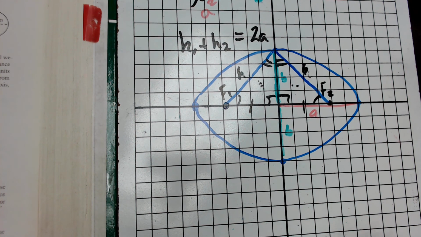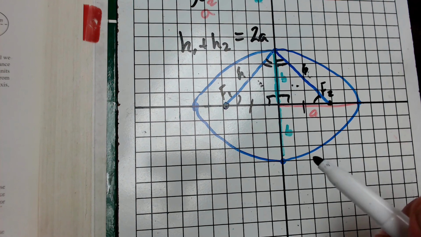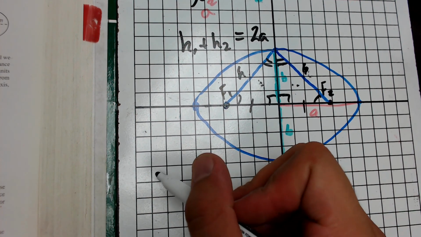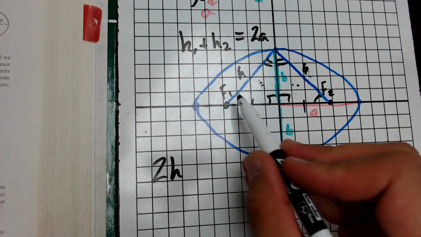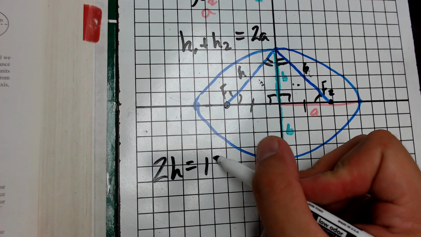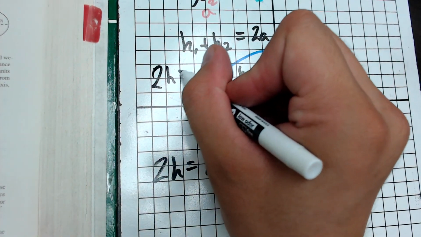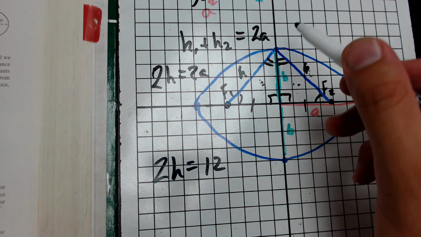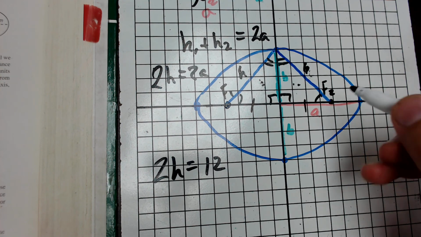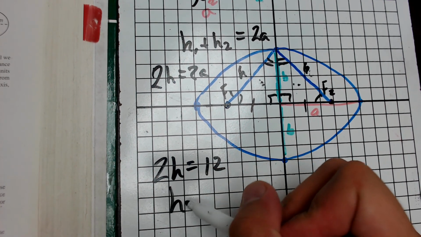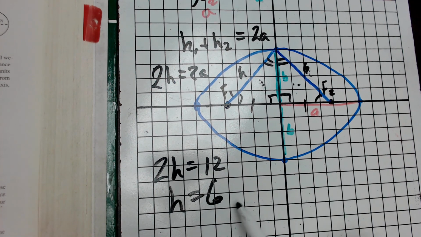So, I erased the part that I needed, right? So if 2 times these congruent hypotenuses is equal to 12, or is equal to 2a, right? If 2 times hypotenuse is equal to 2a, and then a is equal to a length of 6, 1, 2, 3, 4, 5, 6, then the value of one of those hypotenuses is only 6.